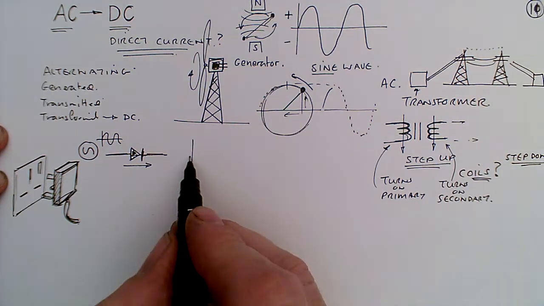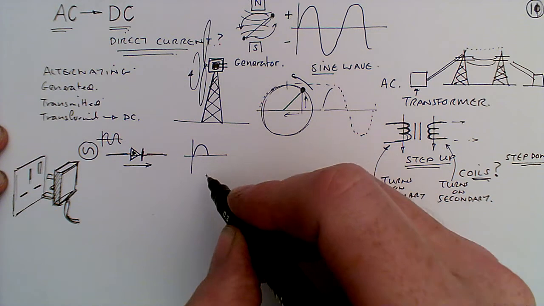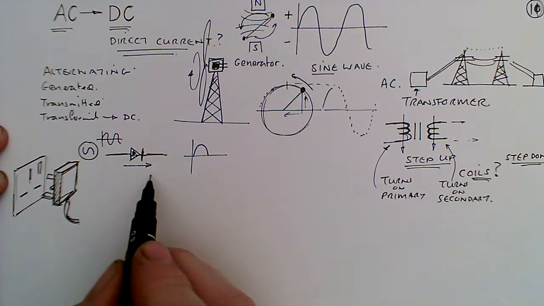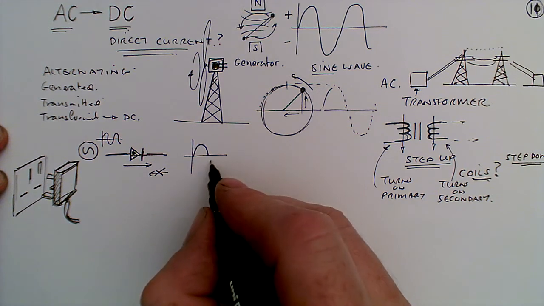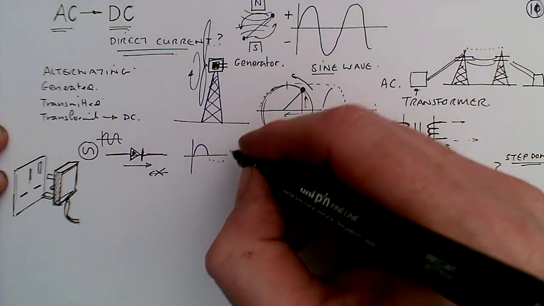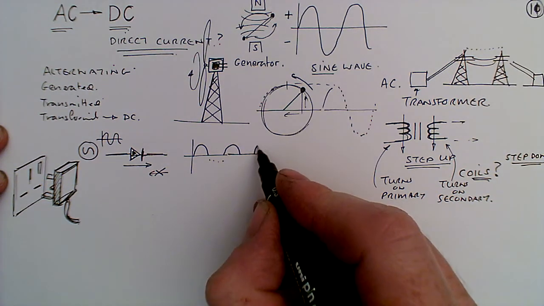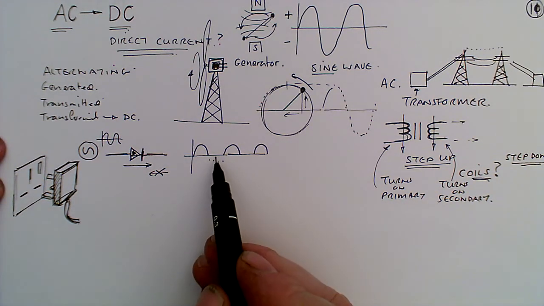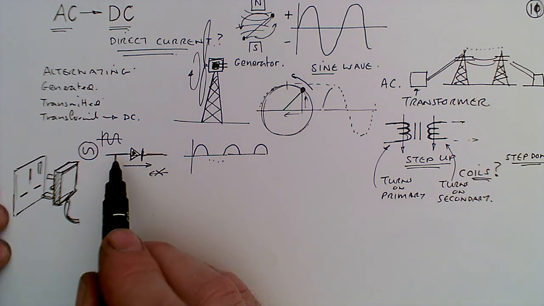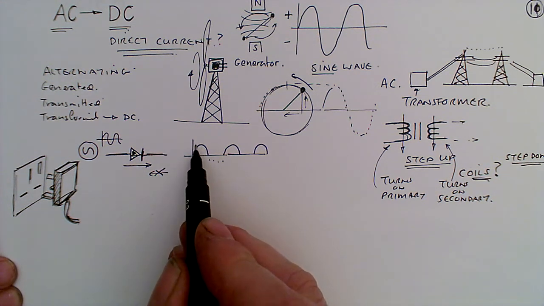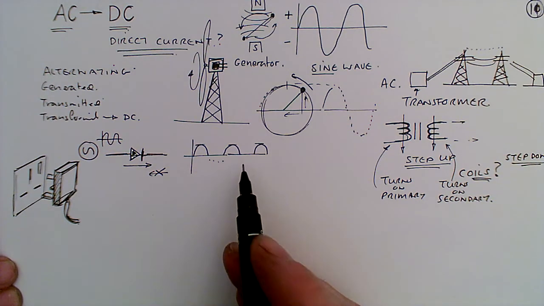So if we draw a little graph of that, you'd see this peak, positive, but then you'd see zero, and the electrons are trying to go that way, but they can't. So actually you'd have a gap. You wouldn't have anything, and then you would have another, and so on. Now that's no good, because obviously you've got this period where there's nothing happening, it's off. So although these are direct currents, they would be peaks. So that's not helped us at all.